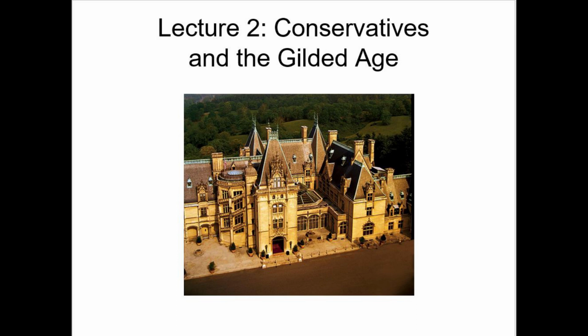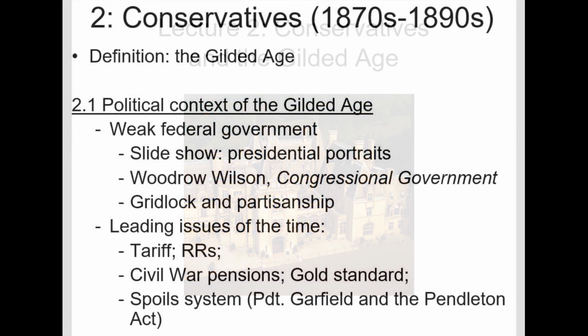Bonjour and welcome back. Today we continue our exploration of US political history in the late 19th century by looking at the dominant political movement of the Gilded Age, and that would be the conservative movement. First, what is the Gilded Age?